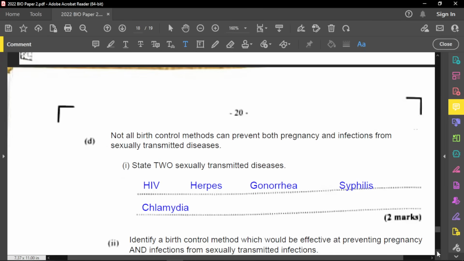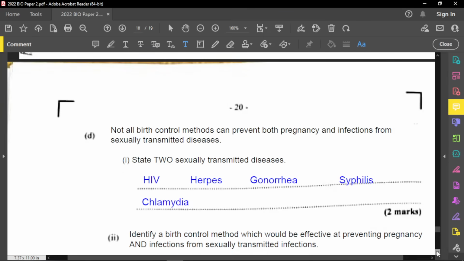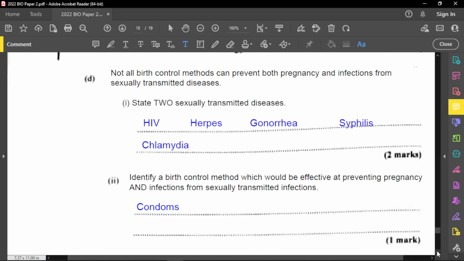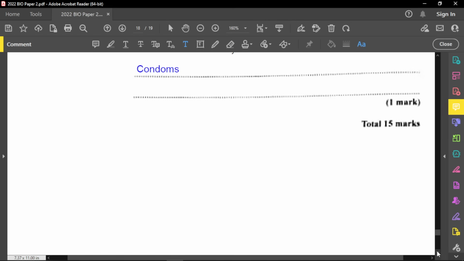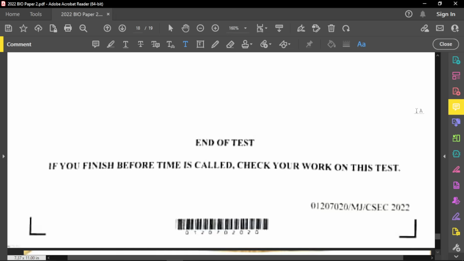It said not all birth control methods can prevent both pregnancy and infections from sexually transmitted diseases. And they ask to state 2 sexually transmitted diseases, and we have HIV, we have herpes, we have gonorrhea, we have syphilis, we have chlamydia. And the next part of the question here, we said identify a birth control method which would be effective at preventing pregnancy and also infection from sexually transmitted diseases. And this one is condoms for sure. It's a 15 mark, and it also brings us to the end of the examination.